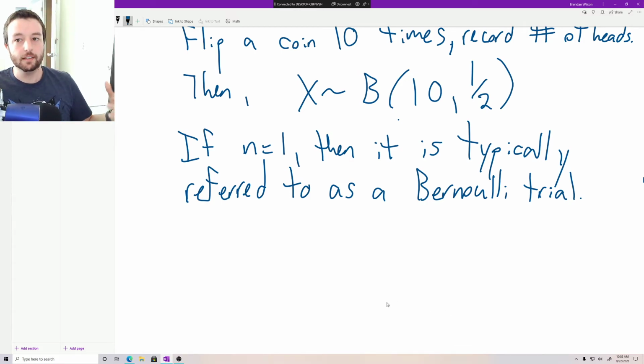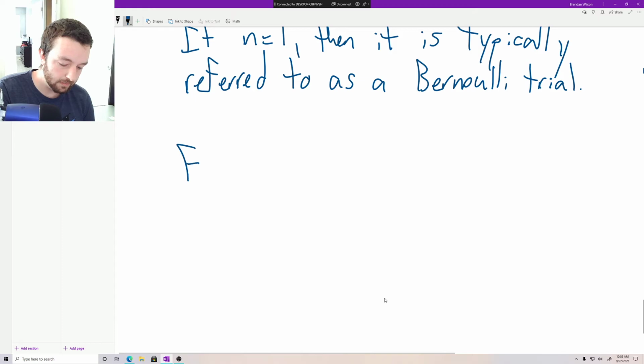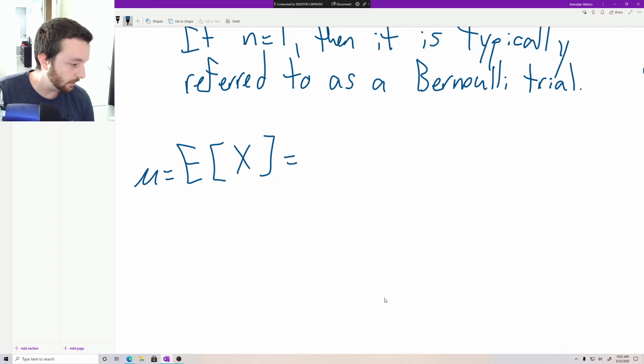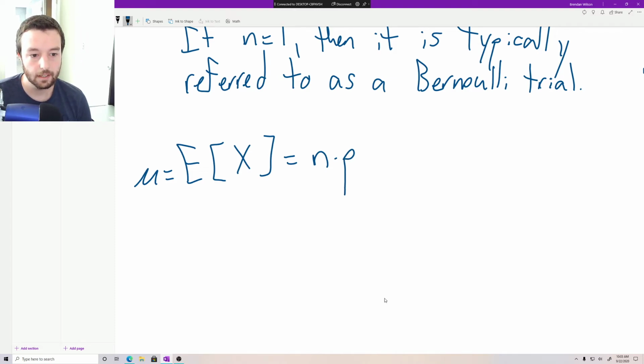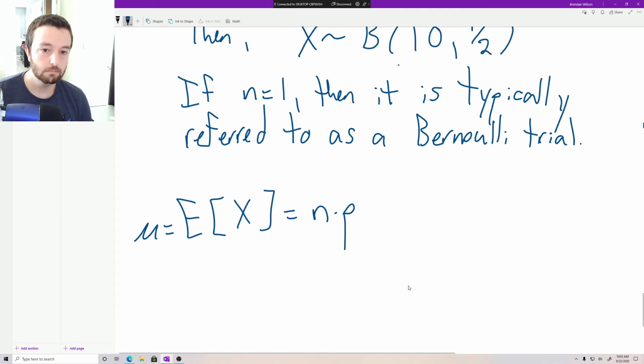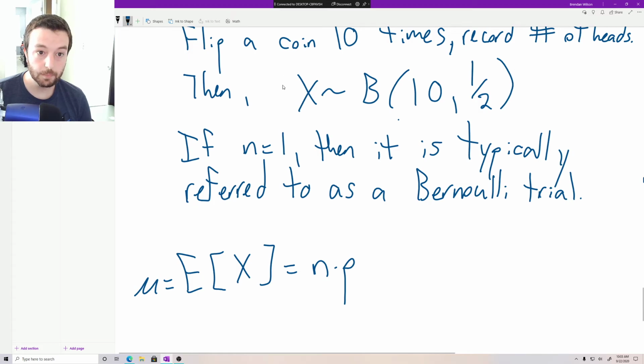What's nice is that if we can recognize something is a binomial distribution, then it's always going to have the same long-term average, the same expected value. So the expected value of a binomial random variable is n times p. The number of trials times the probability that you have a success in the trials. So if we flip a coin 10 times, what's the long-term average of the number of heads we expect? It's going to be 10 times 1/2, which is 5, right? Makes perfect sense.